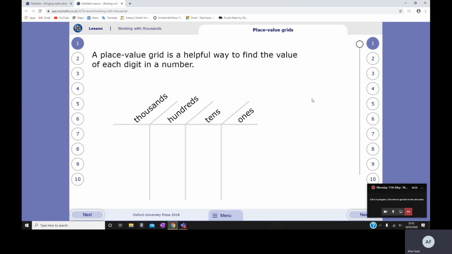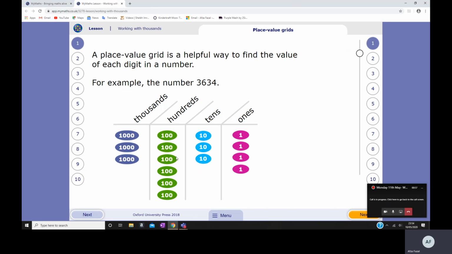We have done this before, so all of you should be experts. It's just a recap lesson of the place value that we've already done in school. A place value grid is a helpful way to find the value of each digit in a number. We've got thousands, hundreds, tens and ones. For example, the number 3634: you've got 3000s placed here as counters, you've got 600s here, 3 tens and 4 ones. That's the place value representation of the number 3634 using counters.